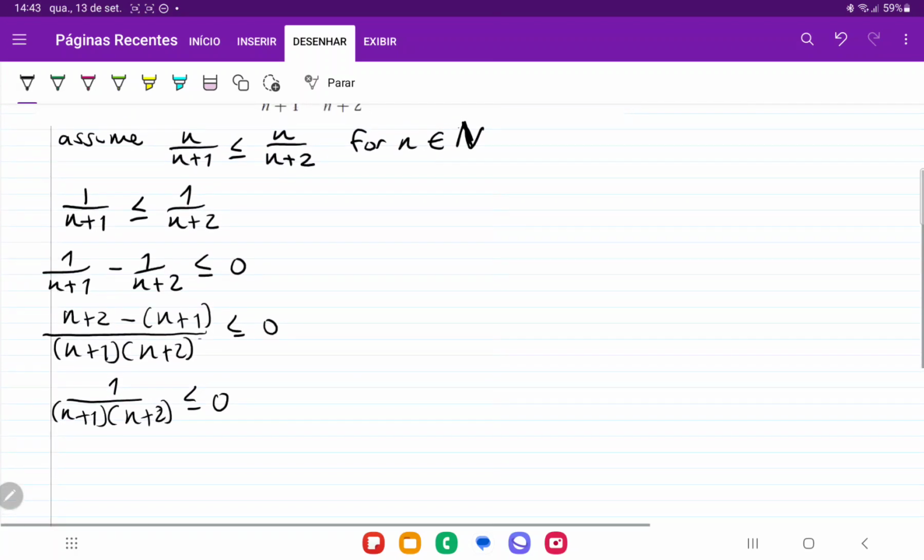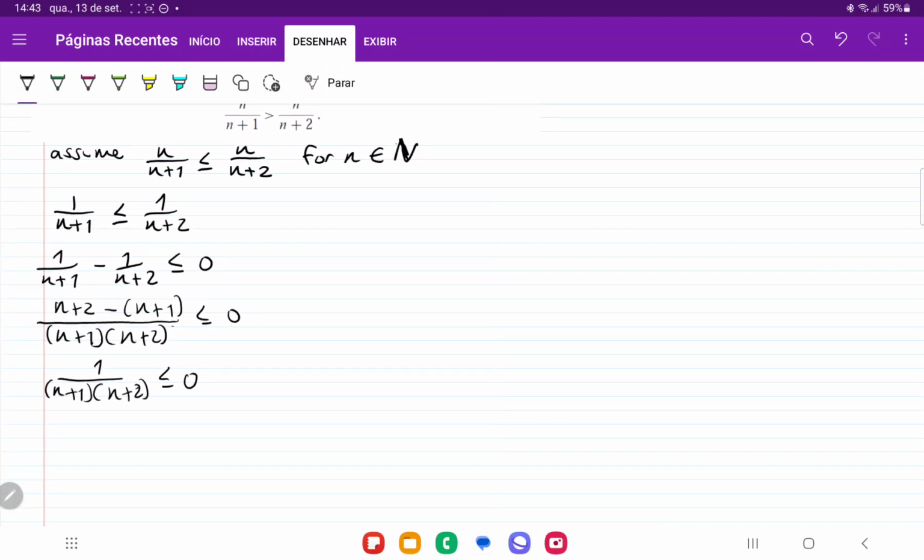Now I'm just going to multiply both sides by the denominator to get rid of it. So I have that 1 is less than or equal to 0, since 0 times the denominator is still 0. And because of this, it is a contradiction. To go from here, I just multiplied both sides by the denominator, which means that on the right-hand side, it's still going to be 0.